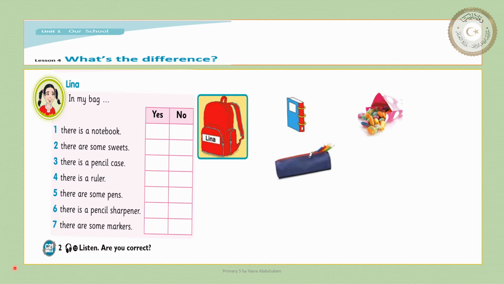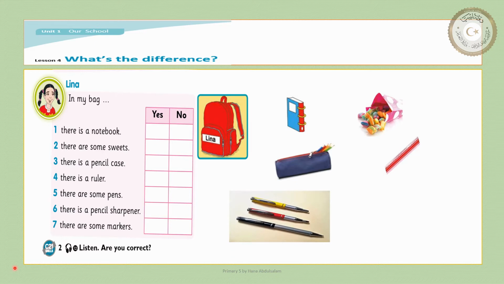There is a ruler. Where is the ruler? Excellent. This is a ruler. There are some pens. Excellent, Muhammad. These are pens. There is a pencil sharpener. Rujain, excellent. This is a pencil sharpener. There are some markers. Some markers like this.